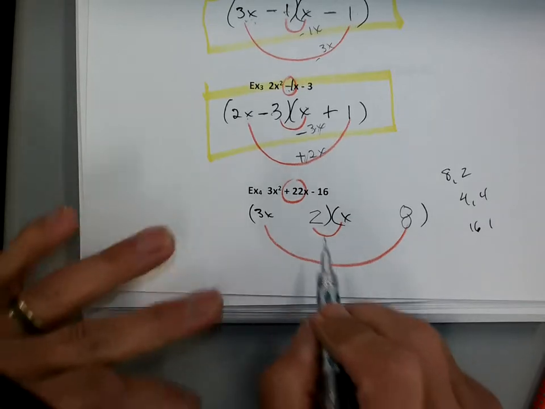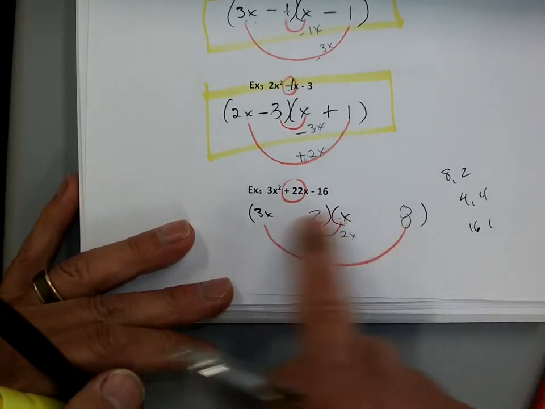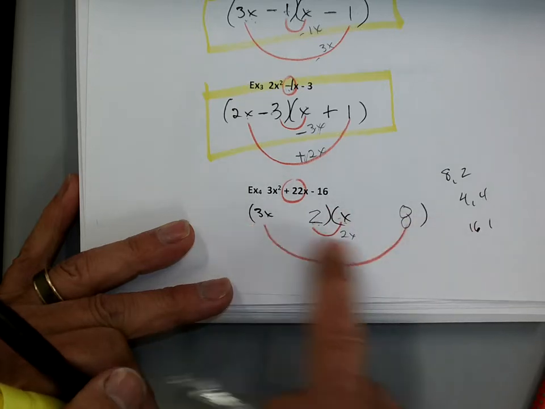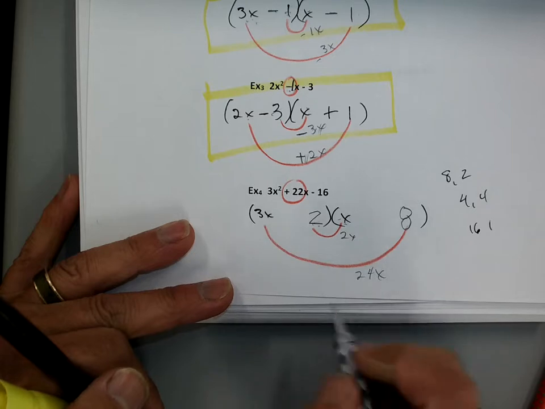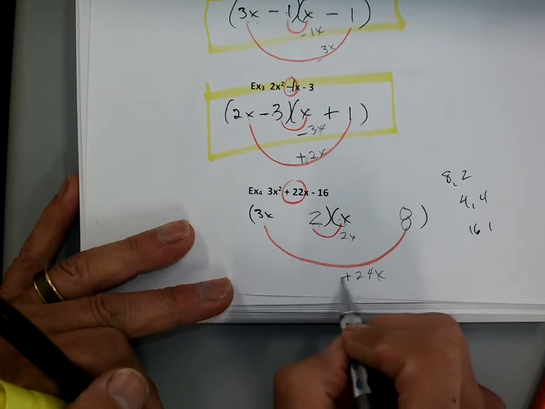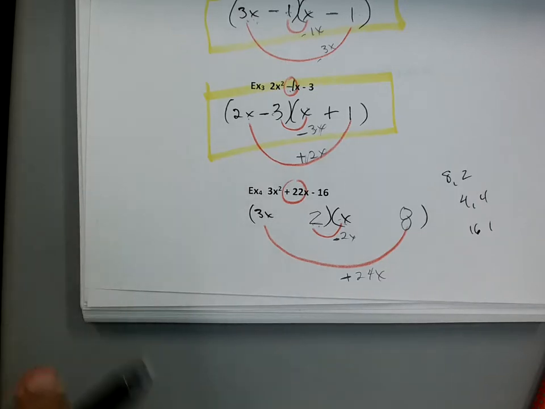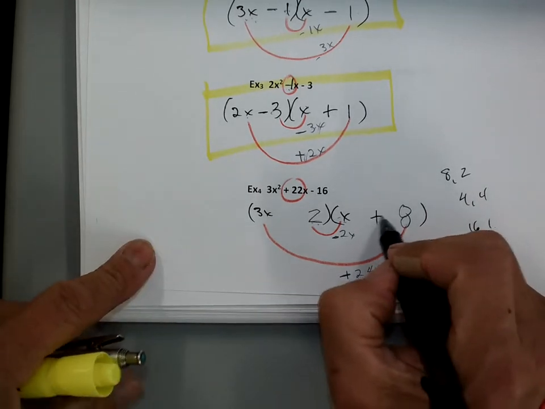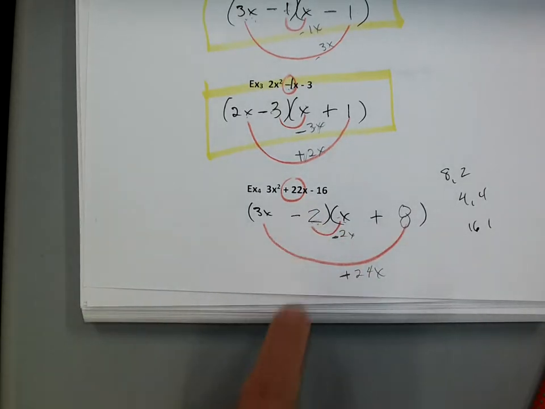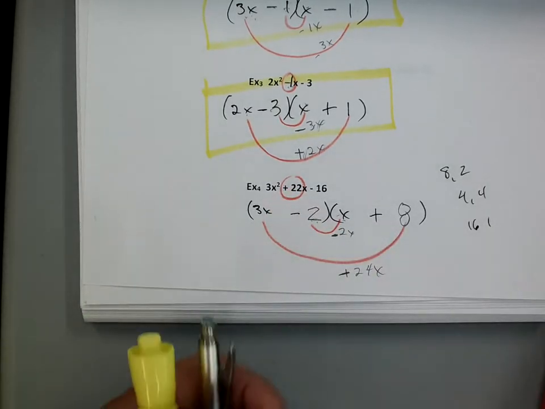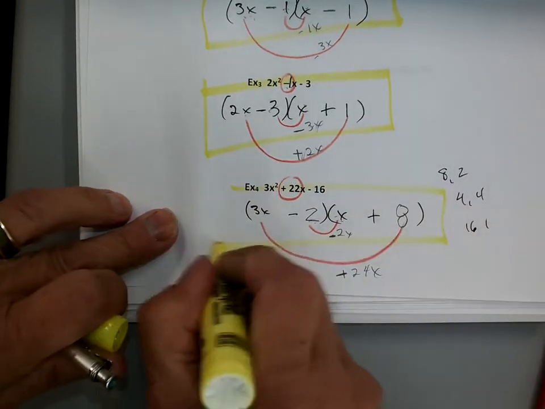I think there's a 2x. 24x, 3 times 8. I think if I were to make that positive and that negative, I have it. So I think I want a positive 8 and a negative 2. And then I can have a positive 22. That would be the correct answer to this one. That was a little bit harder.